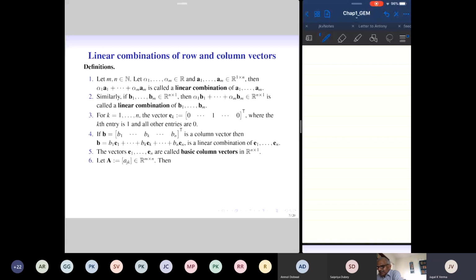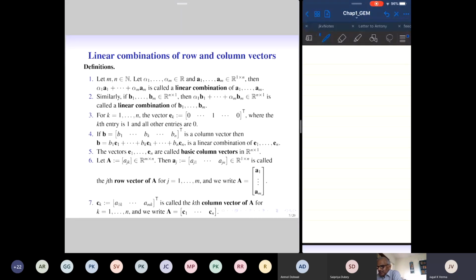If we have an arbitrary matrix of size m by n with real entries a_jk, then a_j is called the jth row vector. So the jth row vector has entries a_j1, a_j2, up to a_jn, and similarly we can display the matrix in terms of the row vectors. It's an m by n matrix, so there are m rows, there are m row vectors a1, a2, up to am. So we can write the matrix by displaying the row vectors.